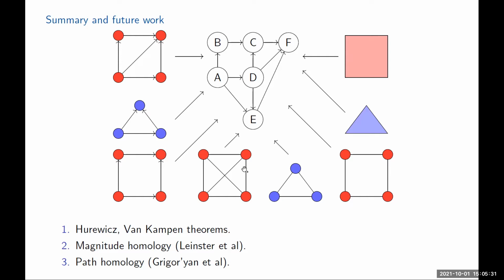So some future work I would be considering is maybe trying to see if there are Hurewicz theorems, van Kampen theorems in this setting. I would like to see if there's a relation to magnitude homology. Can I maybe interpret magnitude homology as a particular homology theory of closure spaces? And there's also this path homology by Alexander Grigoryan and his collaborators that I would like to see how it fits in that setting.